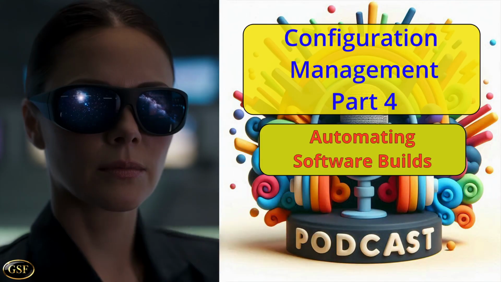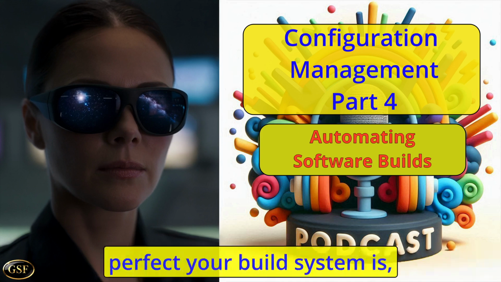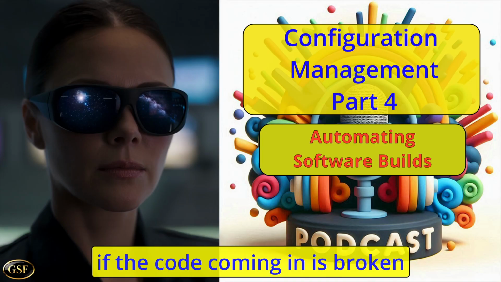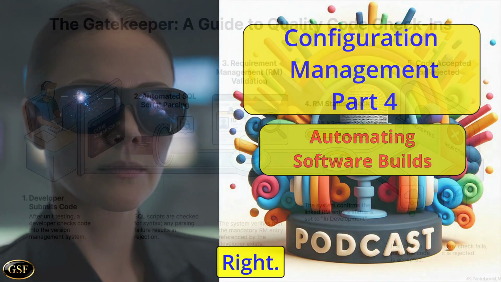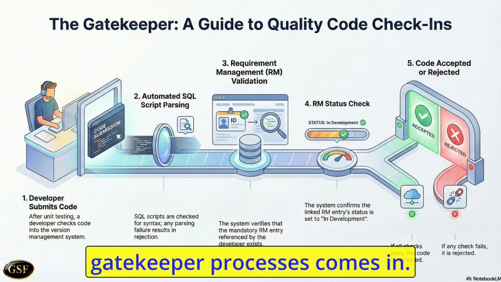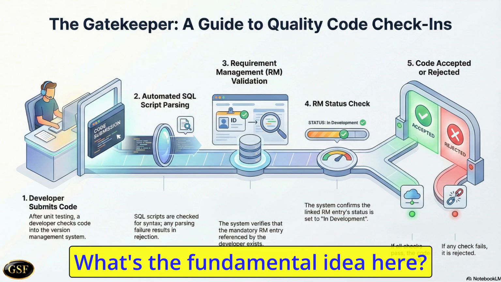Speaking of quality, let's talk about what happens before compilation. Because no matter how perfect your build system is, if the code coming in is broken. Garbage in, garbage out. You get broken deliverables. Right. And this is where the idea of gatekeeper processes comes in. What's the fundamental idea here?